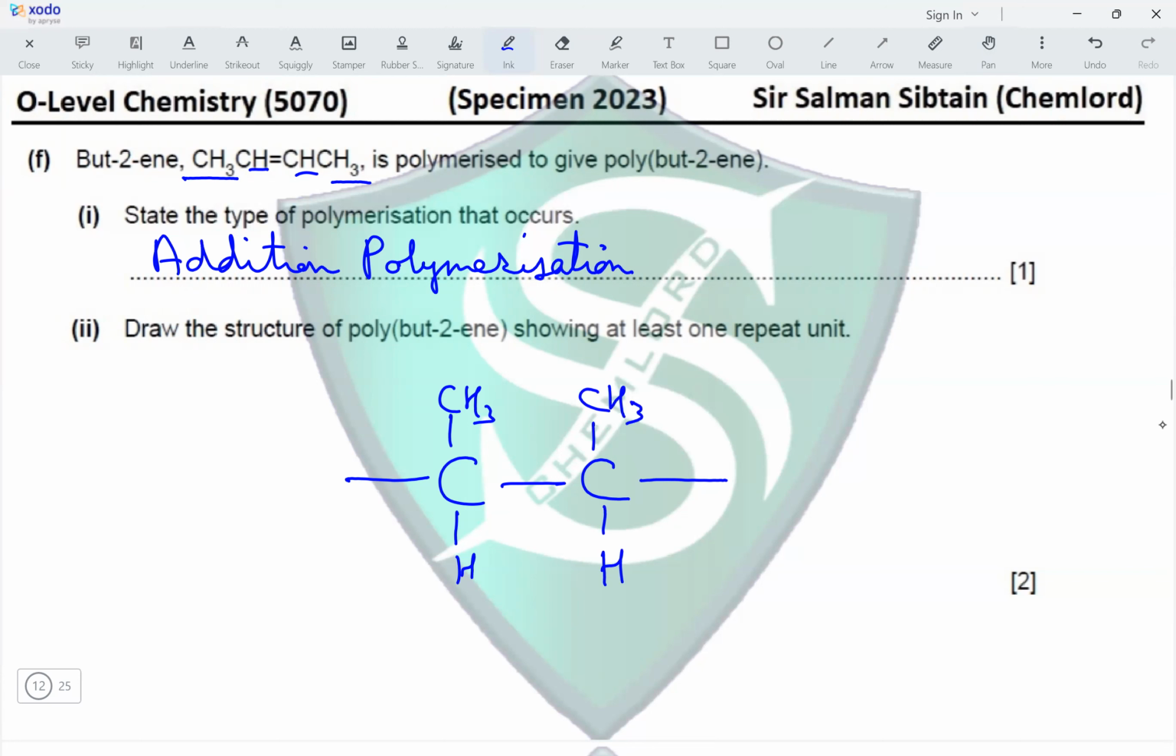And they've asked us to show at least one repeat unit. So this is one repeat unit. How do we complete the structure? We make brackets here showing that these bonds are extending, and we write n here showing that there are multiple number of repeat units in the polymer chain.